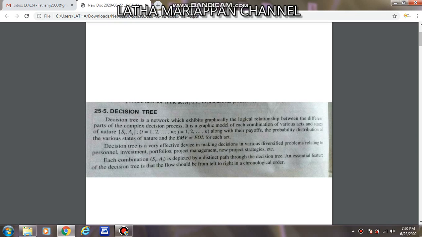Hi everybody. In this video section we are going to see about decision tree. So decision tree is a very effective device in making decisions in various diversified problems, like investment or portfolio or project management, it will be useful. Or if a new product development, if you want to take any decision, then you can use this tool, decision tree. Okay, it is a kind of network which exhibits graphically the relationship between the different parts of the complex decision process. Okay, so it will be in a graphical model.